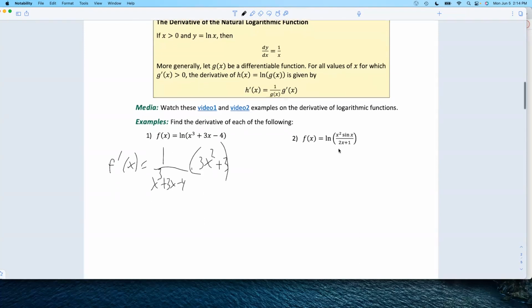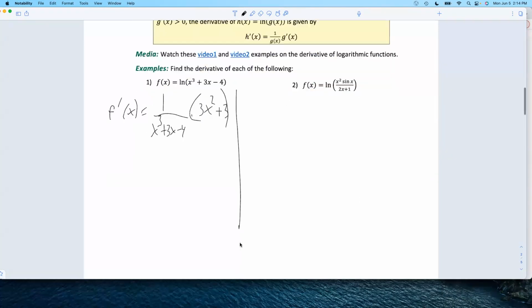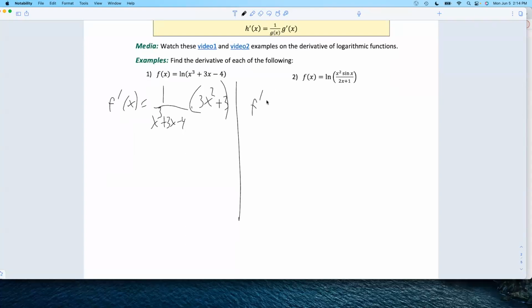Okay. Similarly here, this one's going to be a little nastier, but it's the same idea. The derivative of natural log of anything is 1 over that thing. Times the derivative of your stuff. Now look at all this. I'm going to have to use product rule for the top. I'm going to have to use quotient rule because I have a fraction. This is going to be a lot of writing here, but we can do it. So I've got to quotient rule this. I'm taking the derivative of this stuff.